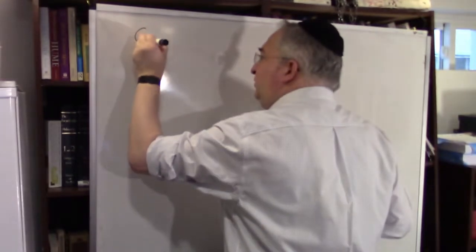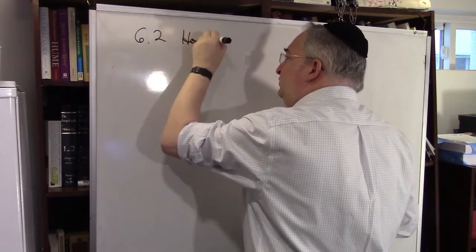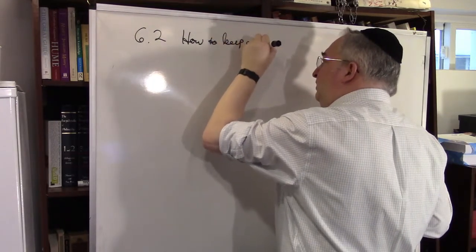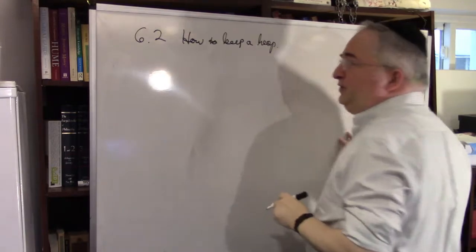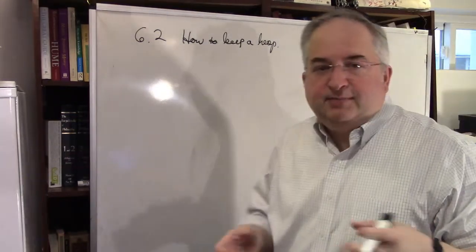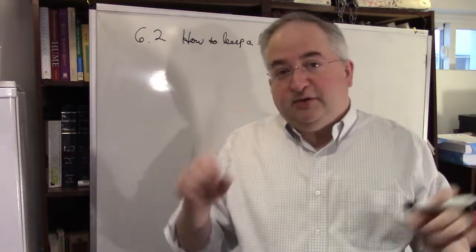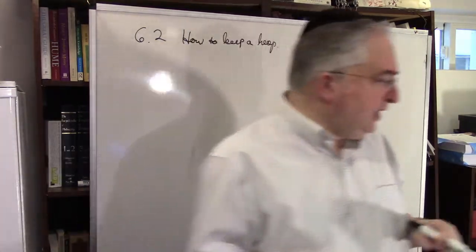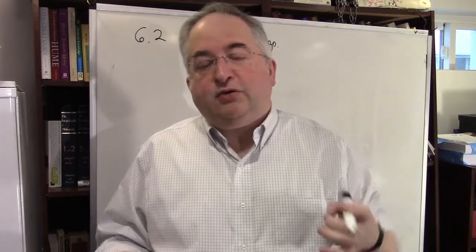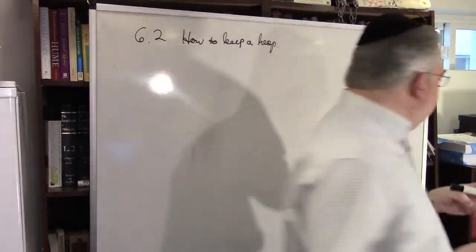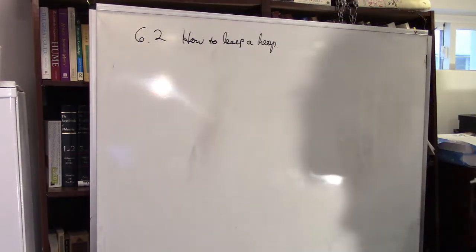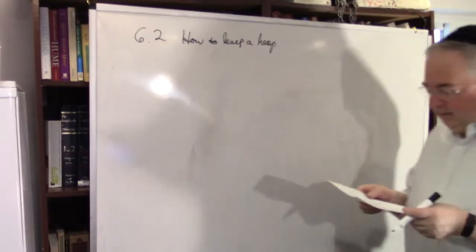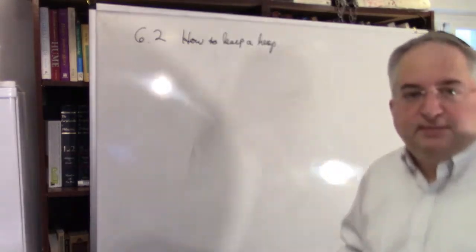So this is section 6.2, how to keep a heap. In other words, if a heap gets messed up, you have an almost complete binary tree, but the nodes don't follow it, so how do you keep it? And the answer is, there's an algorithm. The algorithm is called Heapify. Let me write up the algorithm, and then we'll show you an example.